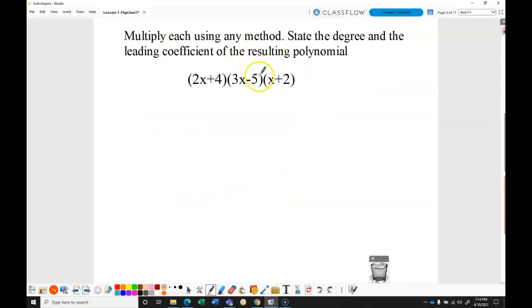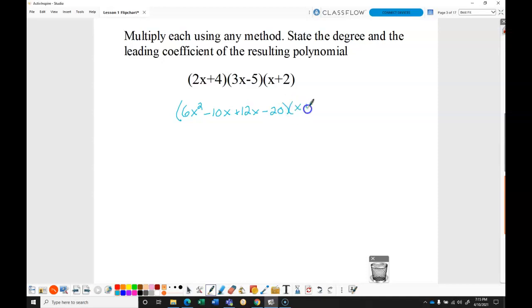Okay. So for the next one, I can still multiply using any method. I'm going to do the distributive property, but because we have 3 terms here, I can only multiply 2 together at a time. So I'm going to start with these first 2, and I'm going to multiply those together to start. So I'm going to do 2x times 3x, and I get 6x squared. And I'll do 2x times negative 5, I get negative 10x. And 4 times 3x, and I get 12x. And then 4 times negative 5 gets me negative 20.